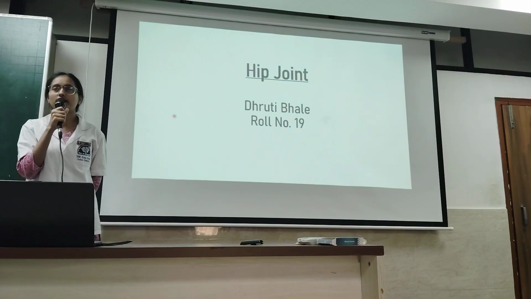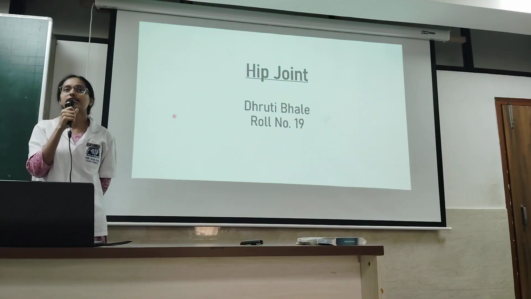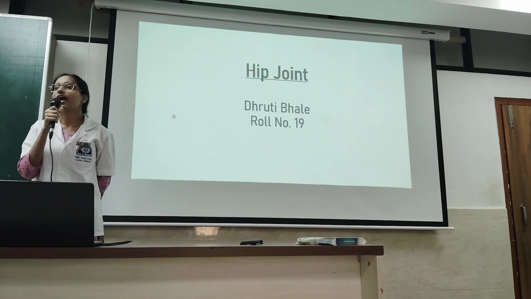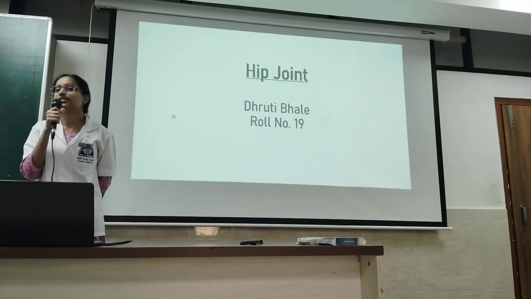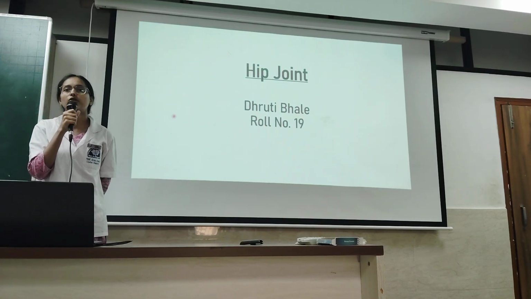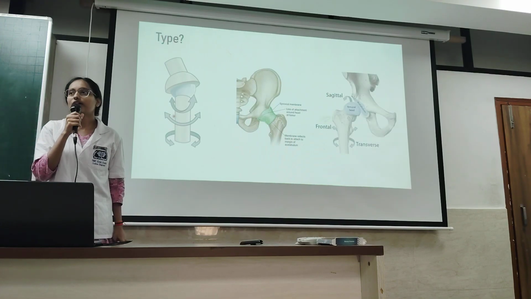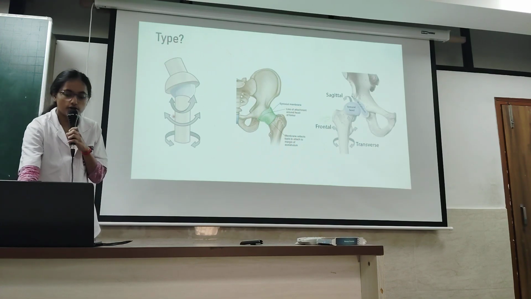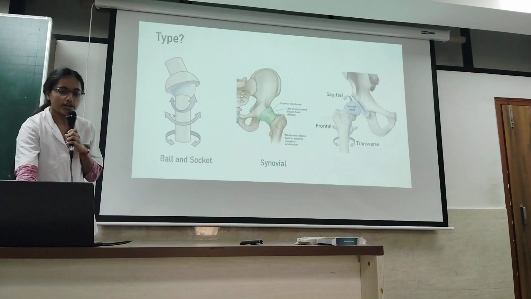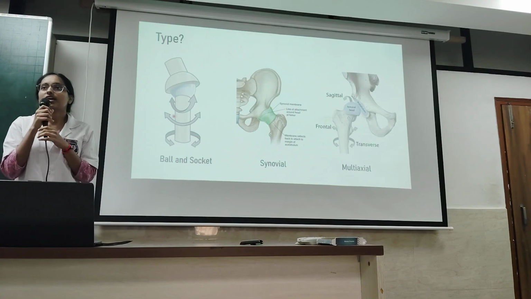Today, I, Dhruti Bhale, roll number 19, am going to explain to you about the most important and strongest joint of our body, that is the hip joint, which is necessary for weight bearing. First, we will see what type it is. It is a ball and socket variety of synovial joint and it is multi-axial.